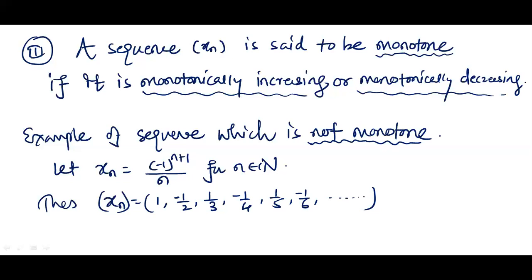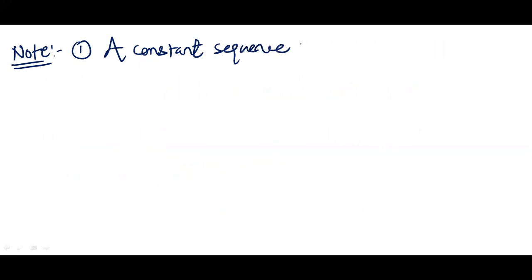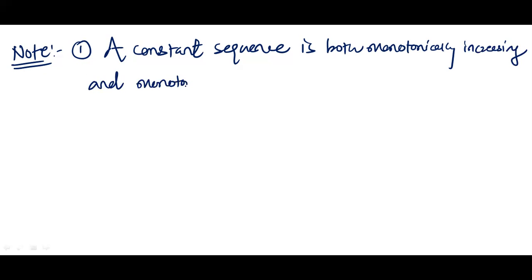Actually, there are a lot of sequences which are not monotone. Note that a constant sequence is both monotonically increasing and monotonically decreasing.